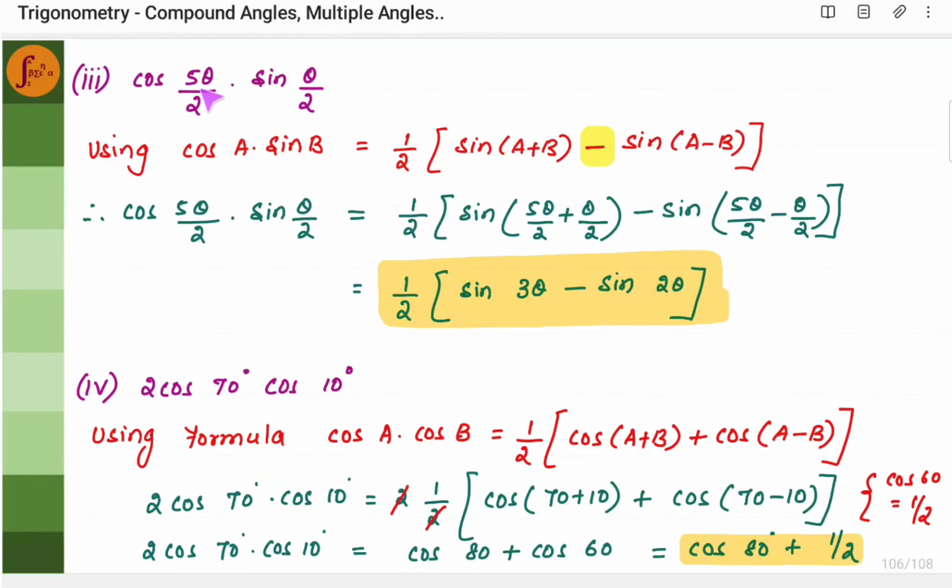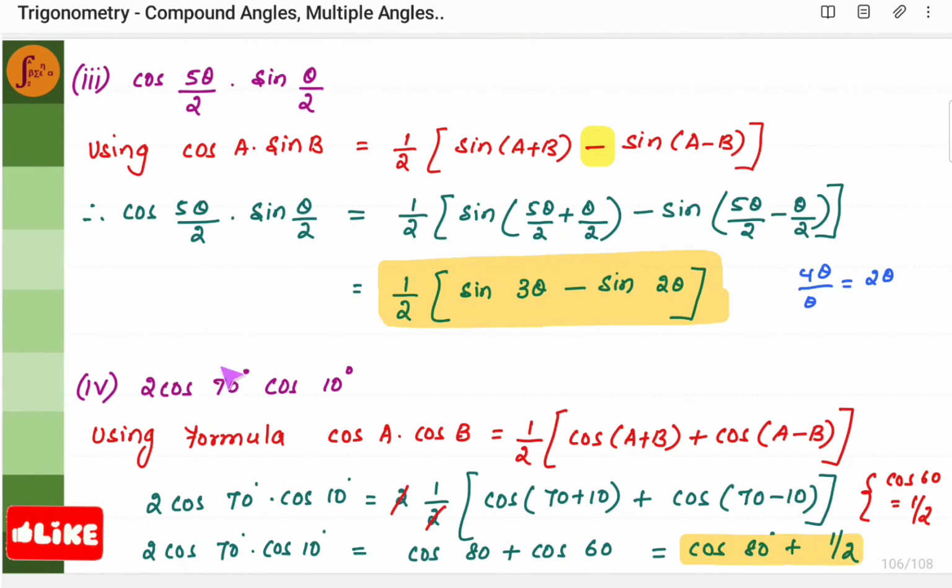Instead of a, you'll put 5 theta by 2. Instead of b, you'll put theta by 2, right? So it will be 6 theta by 2, and 6 theta by 2 is 3 theta. This will be 5 theta minus theta, it's going to be 4 theta. So 4 theta by 2 will become 2 theta, sine 2 theta. We'll go to the next problem.